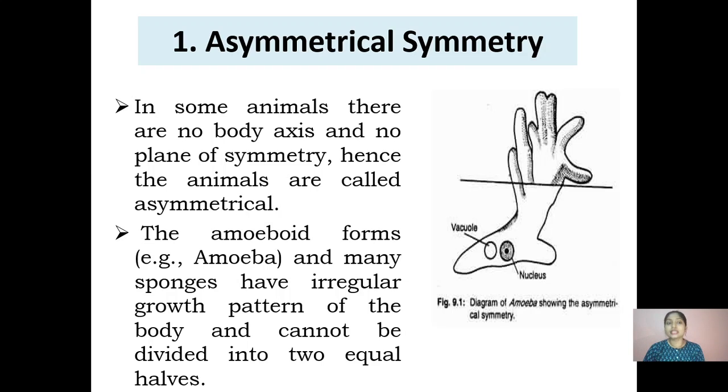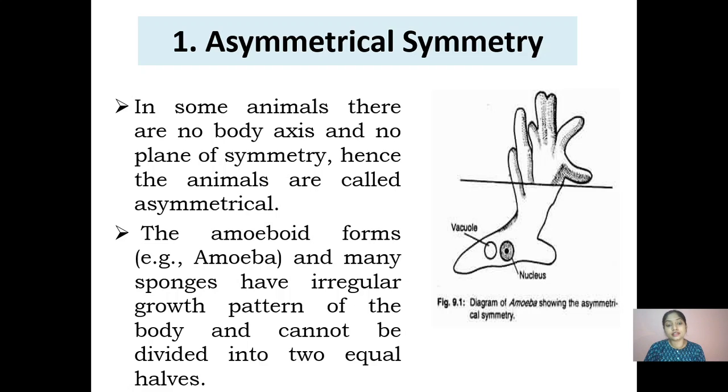Asymmetrical symmetry. In some animals, there is no body axis and there's also no plane of symmetry. Hence, the animals are called asymmetrical. The amoeboid forms, that is amoeba, and many sponges with irregular growth pattern of body cannot be divided into two equal halves. Here in the diagram, we are seeing amoeba. It does not have any definite shape and the shape keeps fluctuating. No matter in which plane I'm trying to cut across, I still don't get equal halves. That is the reason why we say it is asymmetrical in nature.